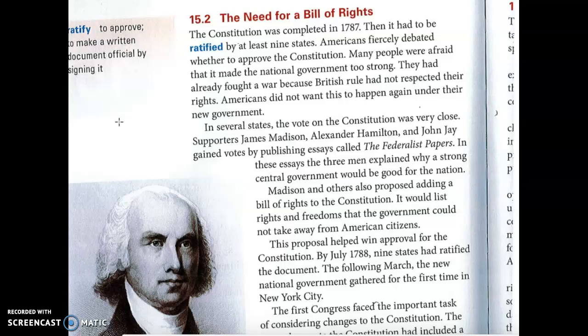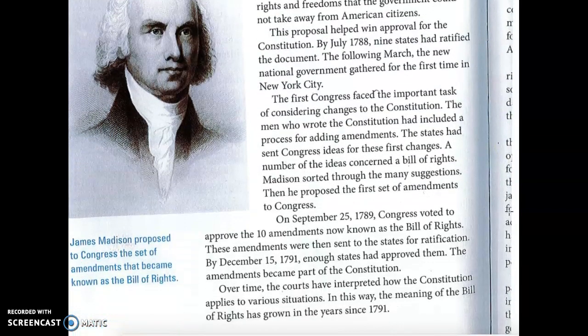Supporters James Madison, Alexander Hamilton, and John Jay gained votes by publishing essays called the Federalist Papers. In these essays, the 3 men explained why a strong central government would be good for a nation. Madison and others also proposed adding a Bill of Rights to the Constitution. It would list rights and freedoms that the government could not take away from American citizens. This proposal won approval for the Constitution.